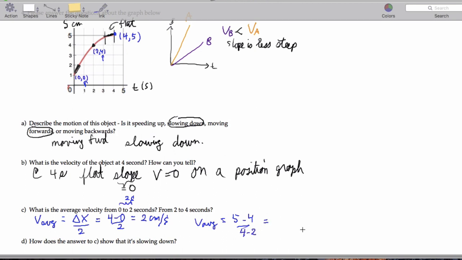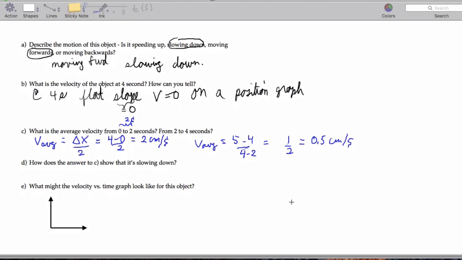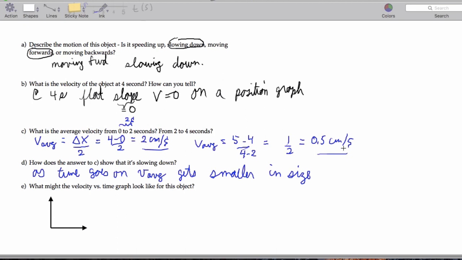Basically, I'm getting a slope, because velocity is a slope. I'm getting kind of an approximate or an average slope here. So that's going to be 1 over 2, which is 0.5 centimeters per second. And the way this shows that we are slowing down is, as time goes on, V average gets smaller in size. Because look, I'm at 2 centimeters per second, and then I'm at half a centimeter per second.